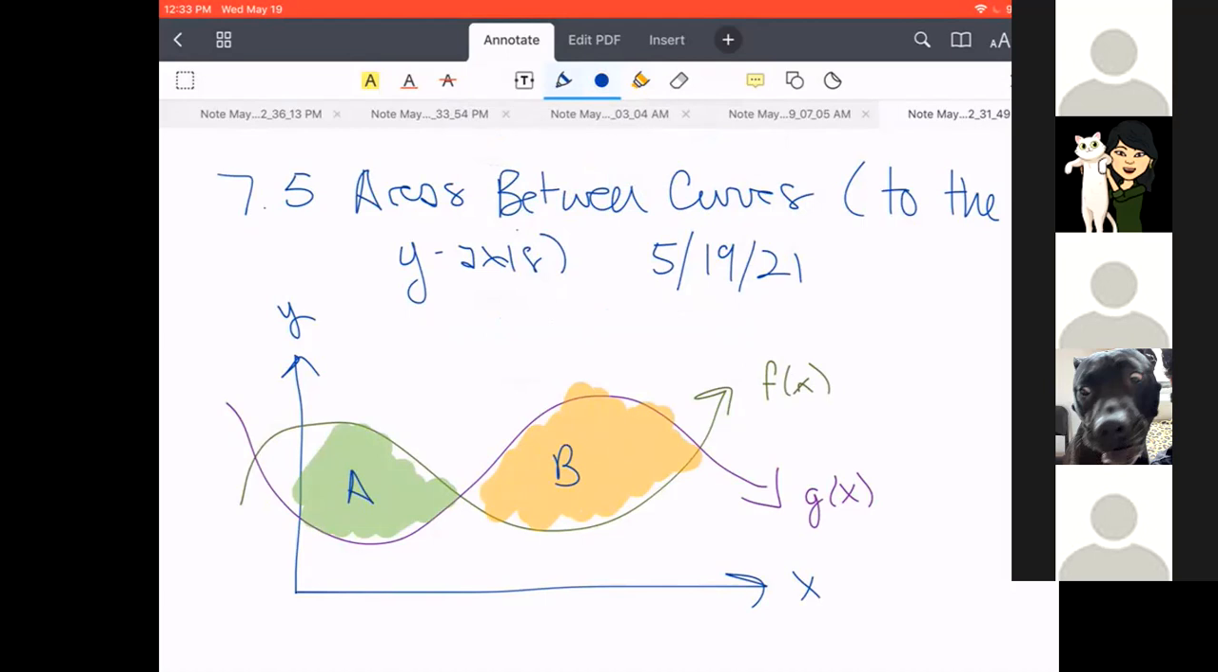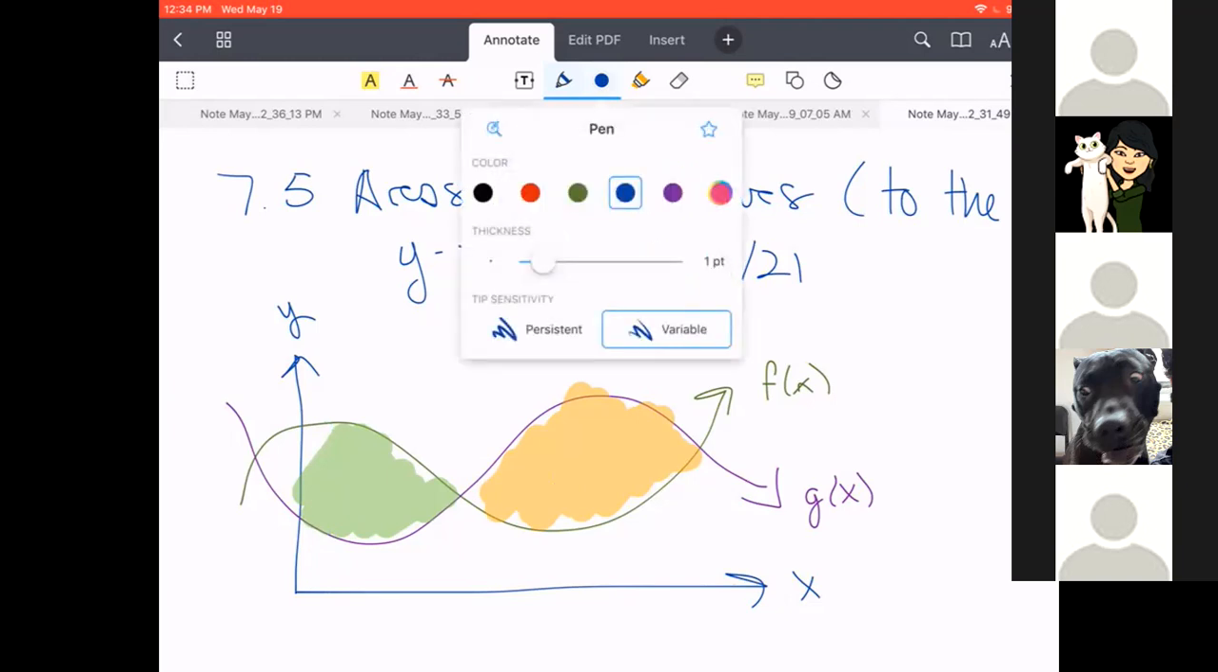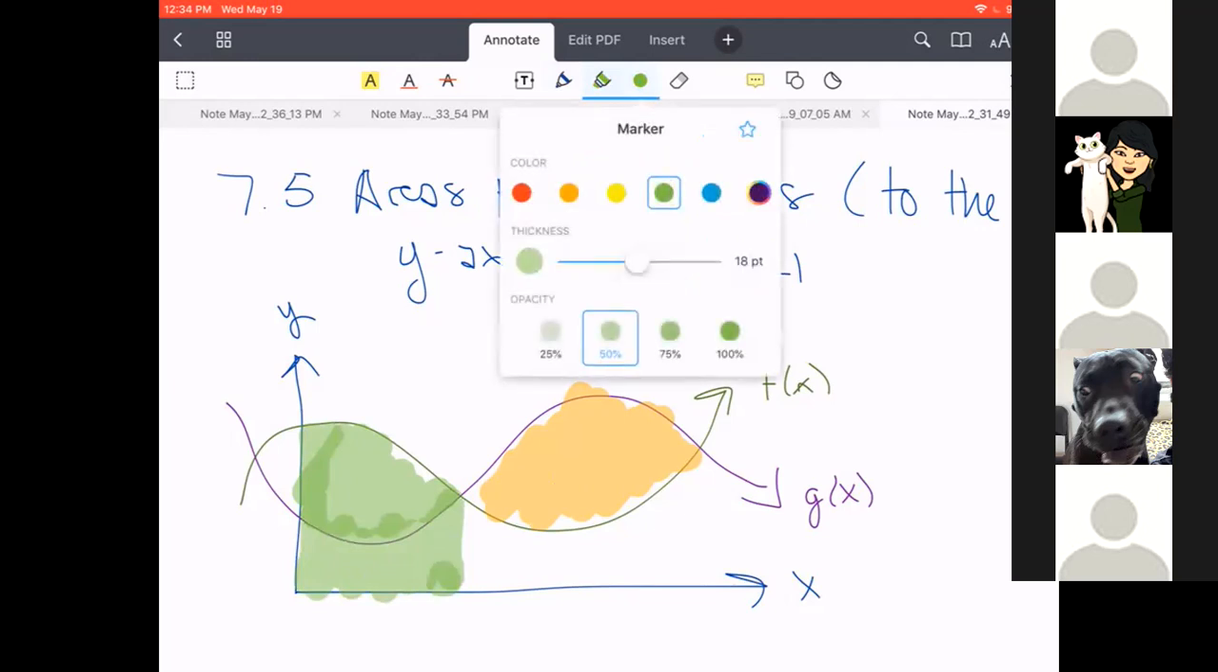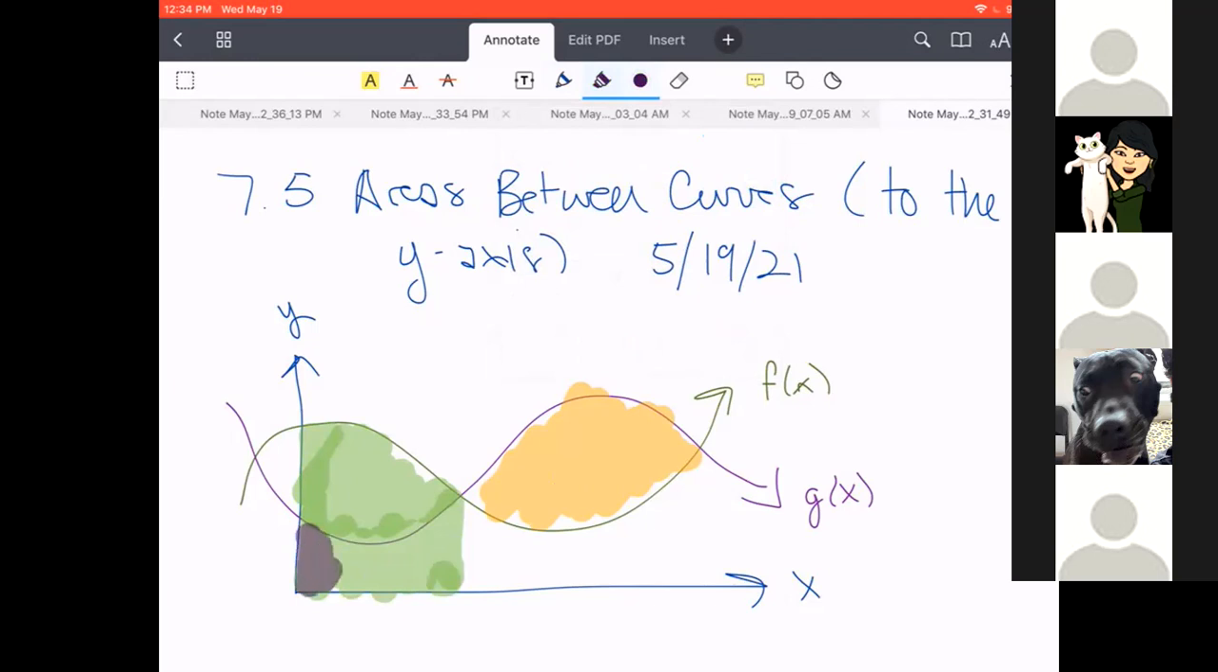one, right? Because when I take the integral of the green function, I'm finding this whole area up to the x-axis. And then if I were to find the integral of the purple function, g of x, I'd be finding this area under the x-axis. So if I subtract the two areas, then the only thing I have left over is that area in between them, this area here. Okay, the same concept.